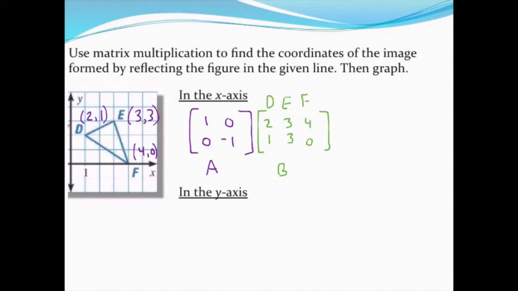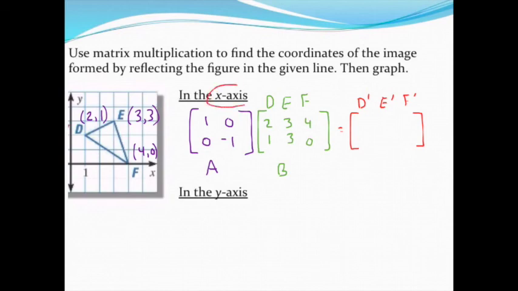Otherwise, at this point, I'm going to show you how to cheat and get the answer anyway, because I don't like doing matrix multiplication. So even without using a graphing calculator, I know the coordinates of my image, and I'll show you how I can do that. So I'm going to label my answer matrix first, D prime, E prime, and F prime. Here's how I'm going to do this.